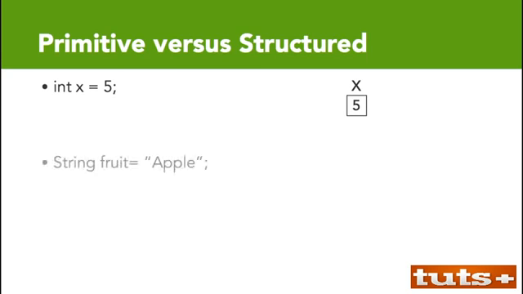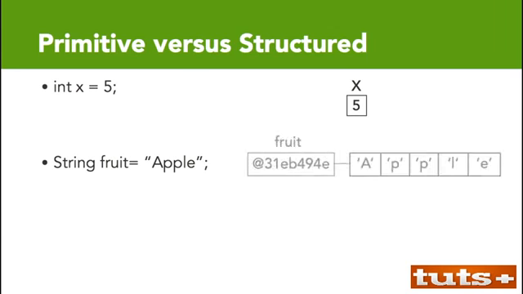Structured data types, such as a string called fruit that's set to the word apple, create a reference value, or the address of the location in memory where the data exists. In this case, my variable fruit has the address @31EB494E. That's the hash code for where the data is located in memory.